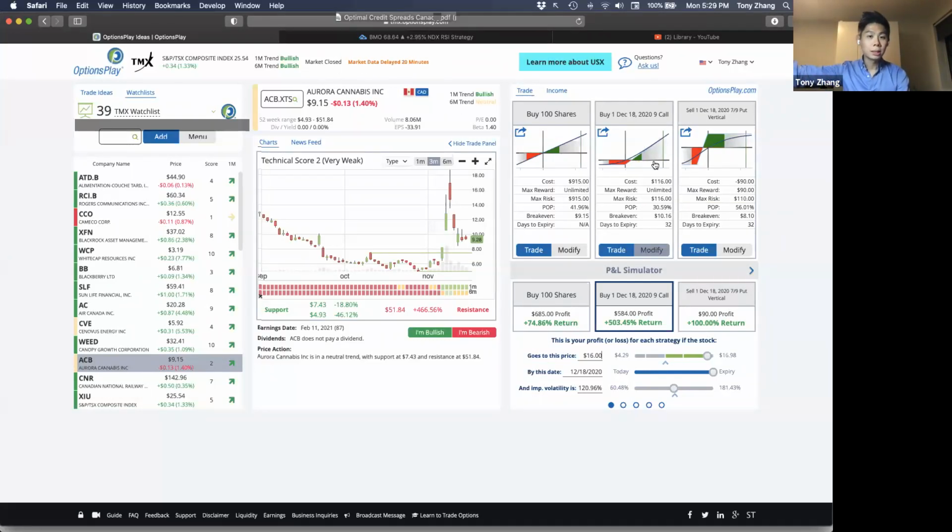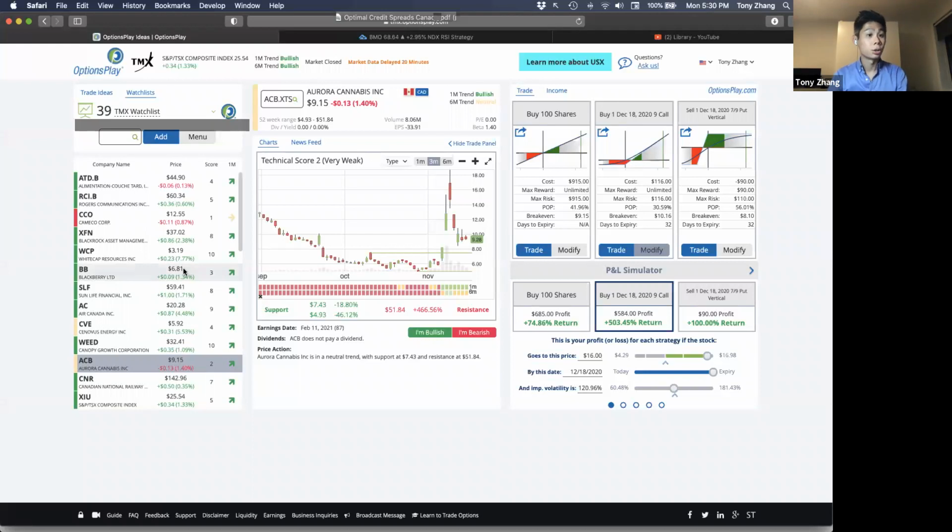So only if you think the stock's going to make a big move in the direction that you expect it to, that's the only time it's better to buy a call option or a put option. Every other time, you're better off selling that credit spread. So I hope that answered your question there.